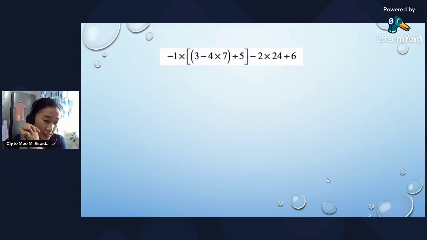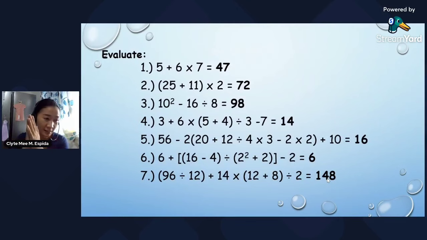Okay, sige. Saglit. Paulit, ma'am. Sige, ulitin natin yung number 7 earlier. Okay, ulitin ko muna. So we have the given for number 7: 96 divide 12 plus 14 times 12 plus 8 divide 2 is equal to blank.